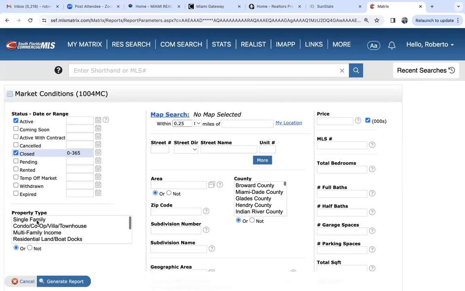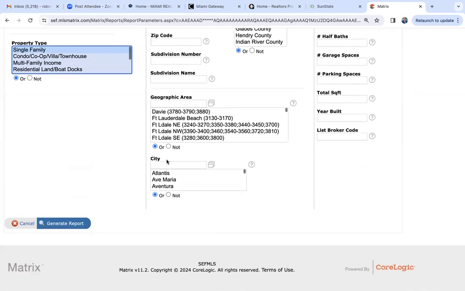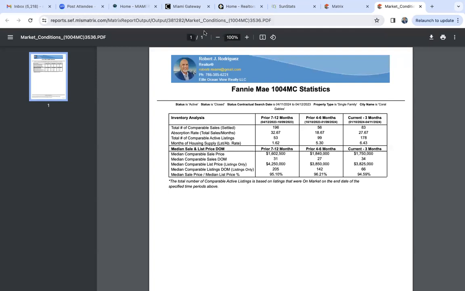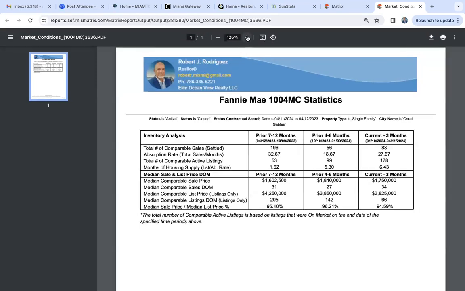We're going to begin with single family home and we're going to go right to the city of Coral Gables, just like we were before. All right, so for city, we're going to put in here Coral Gables. And we're simply going to hit generate report. Nothing else. We don't have to put a price range or anything. All right. So here is our market conditions report for Coral Gables.